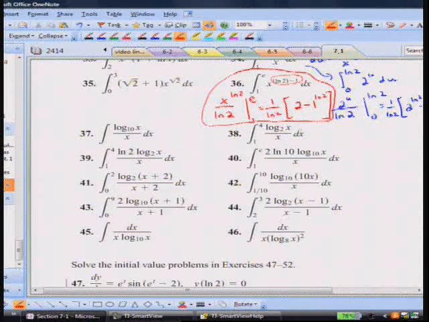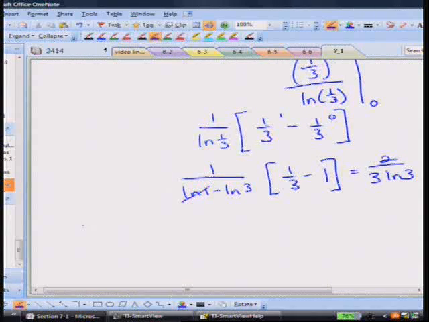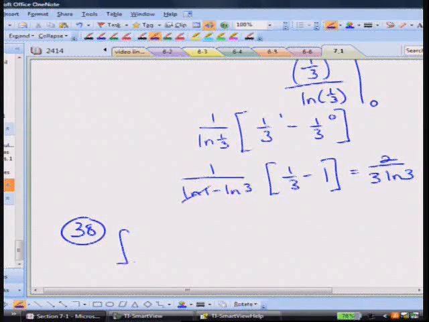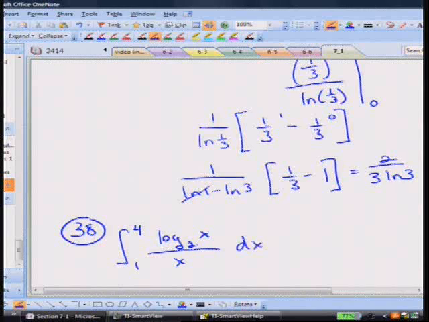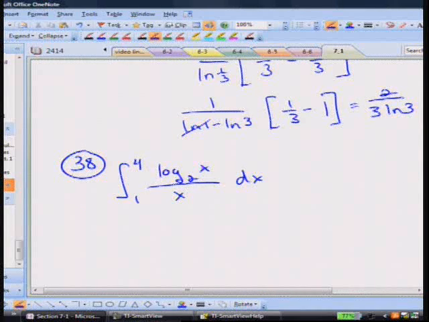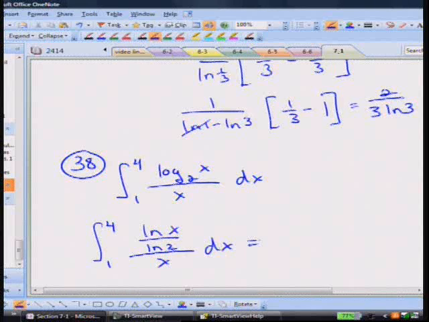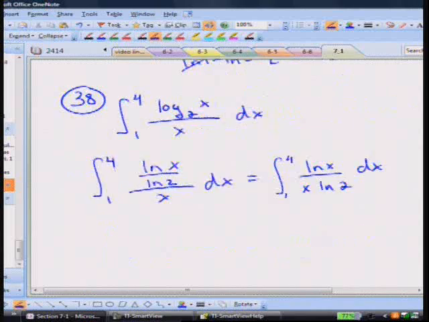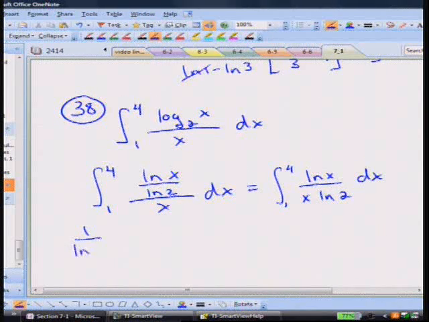The integral from 1 to 4 of log base 2 of x over x dx. Let's use the change of base formula on log base 2 of x. This will be the ln of x over the ln of 2, divided by x dx. The ln 2 and the x can live together in the denominator, so this is ln x over x ln 2 dx. Of course, ln 2 is just a number, so it can come out in front. So this is 1 over ln 2 times the integral from 1 to 4 of ln x over x dx.